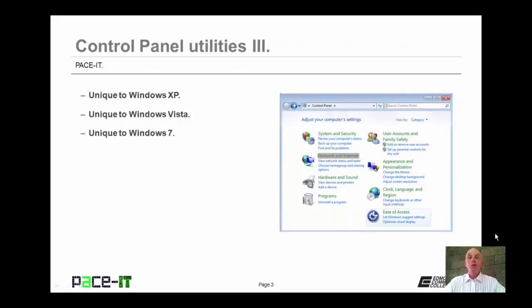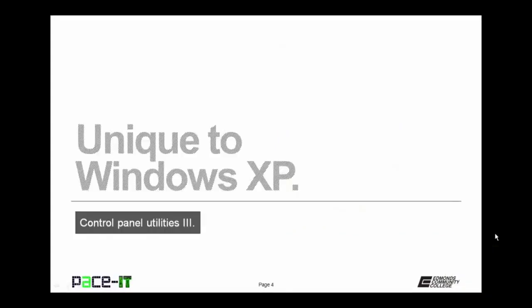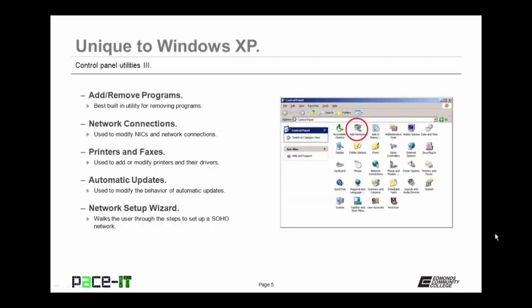Today we're going to be discussing utilities that are unique to Windows XP, unique to Windows Vista, and unique to Windows 7. And with that, let's go ahead and begin this session. So we're going to begin by talking about utilities that are unique to Windows XP. We will briefly touch on each of these utilities that are unique to Windows XP.